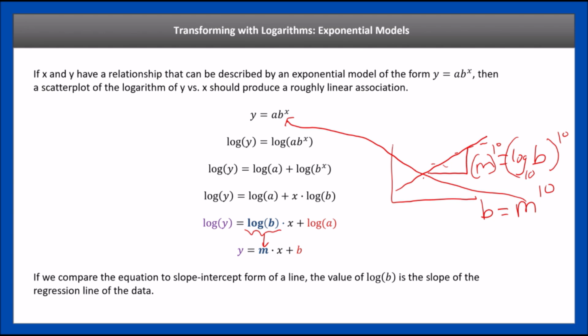And the y-intercept, right, whatever that y-intercept is, let's just use another number. Let's just say that y-intercept is c. Then that y-intercept c, whatever that value is, is going to be equal to the log of a, right? And so if I wanted to get a, then I would just have to do a is equal to 10 to the c power. And that's going to give me my a, all right? So that's how I get converted over to the exponential model.